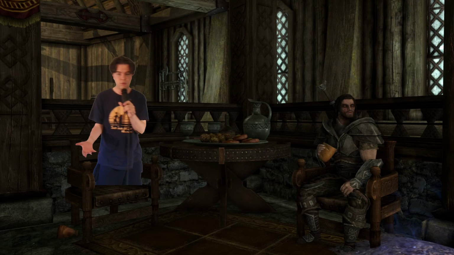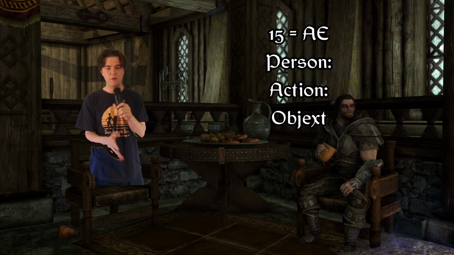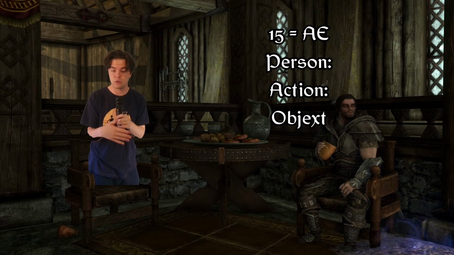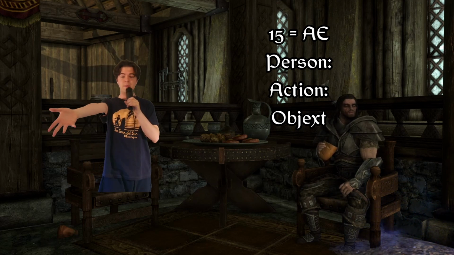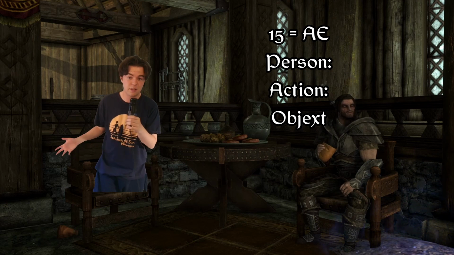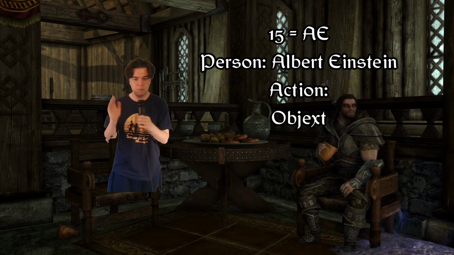Now let's just build a random one, okay? For example, 15. What immediately comes to mind when you think of AE, the corresponding letters to 15? AE, think of a person immediately. Go. Did you think of a family member? Did you think of a relative? Did you think of Amelia Earhart? For me, I thought of Albert Einstein. Probably a lot of you thought that too.